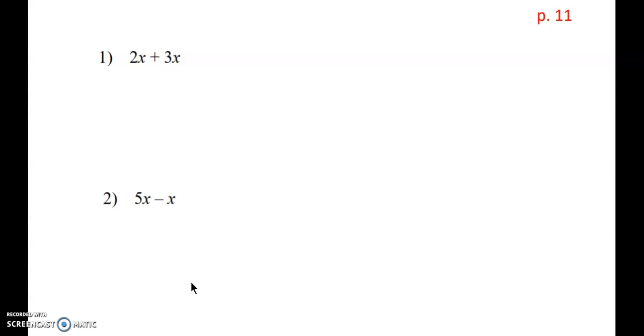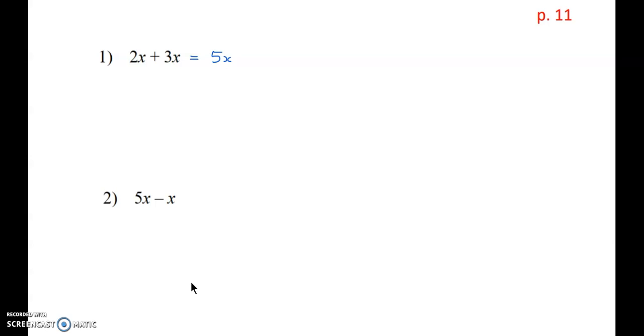For number 1, we see we have 2x plus 3x. If you think of it like having 2 apples plus another 3 apples, if x represents apples, then we can add the coefficients. 2 plus 3 is 5. And the apples don't change, and neither does the x. So this becomes 5x simplified.